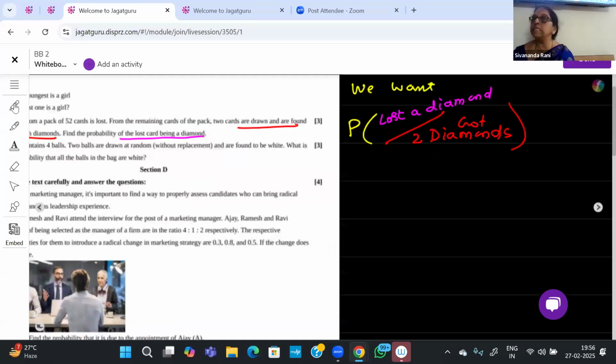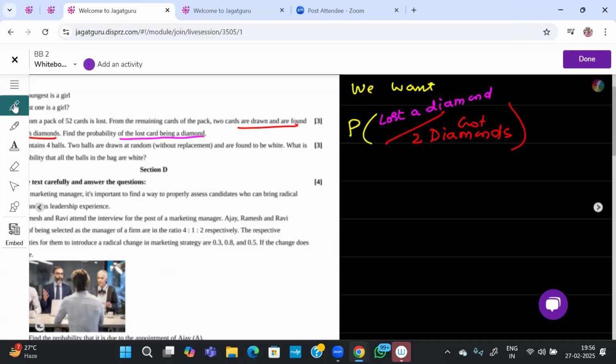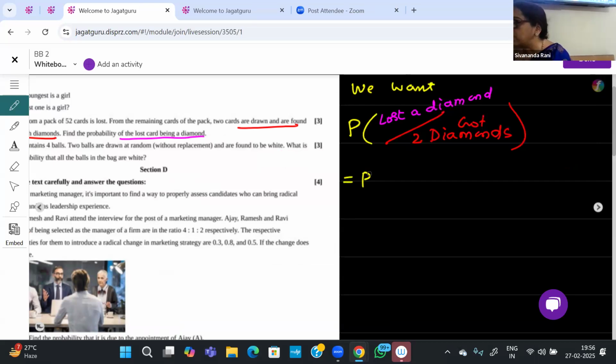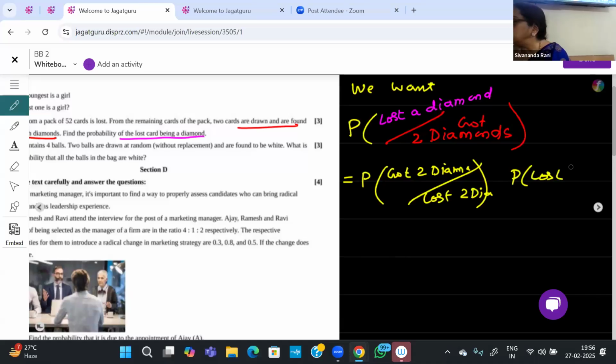So tell me whether it is simple conditional probability or Bayesian. Bayesian, very good, because this is seemingly an impossible conditional probability. So this will be addressed like this. I got two diamonds after losing a card. And for that, I must have lost, was it one card or two cards? Only one card, yeah. One card was lost.